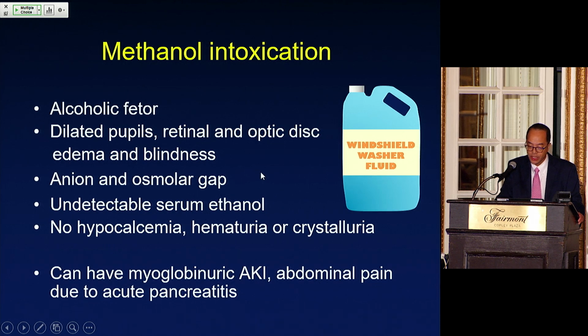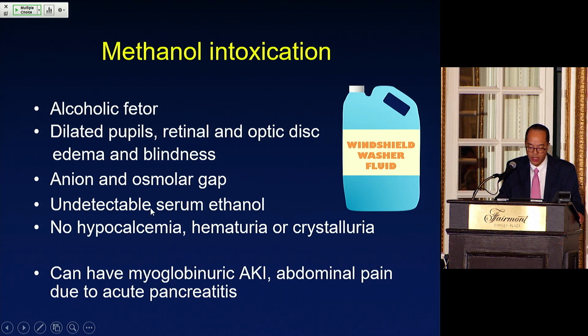Methanol intoxication has a lot of similarities to ethylene glycol. So here are some of the differences. Patients have an alcoholic fetor, if you smell it carefully enough. They do have eye toxicity that can manifest as dilated pupils, retinal and optic disc edema, and blindness. Like ethylene glycol, there's both an anion and osmolar gap, although how much of one or the other depends on whether you're early or late in the intoxication.